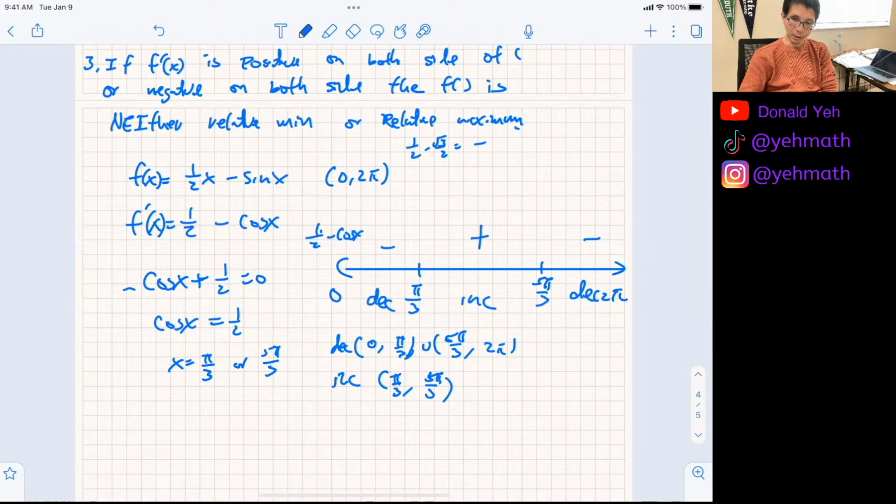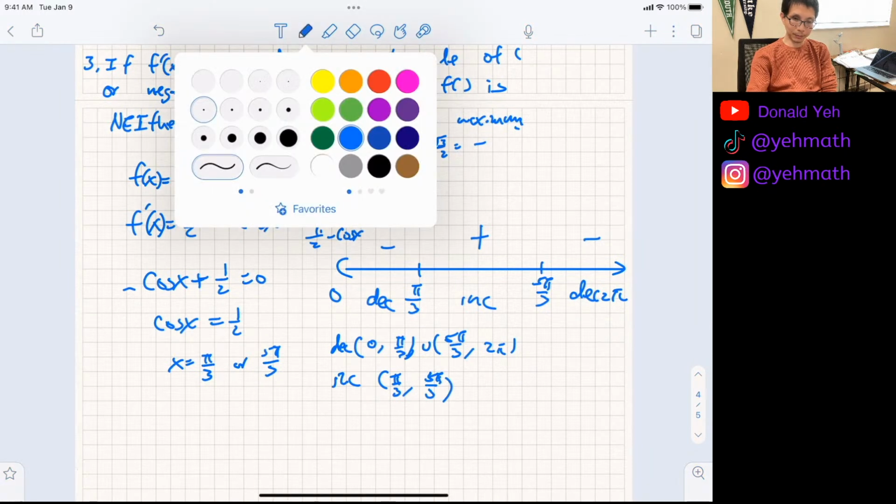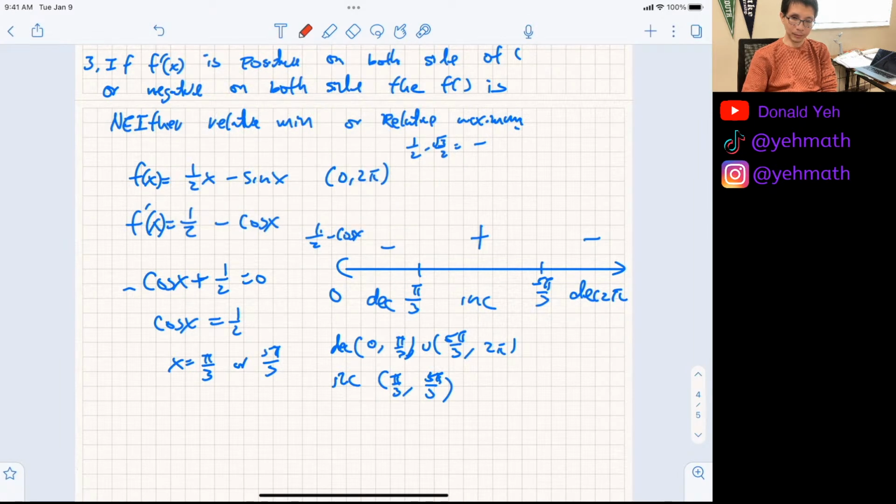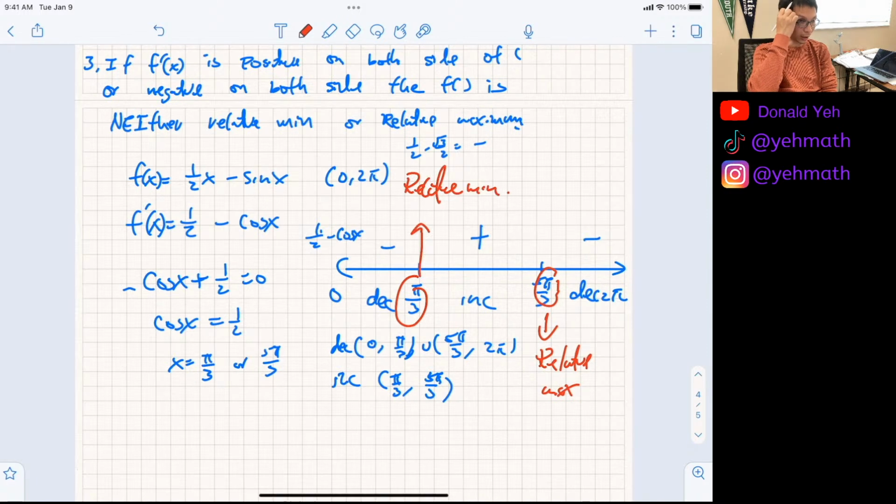Where's the relative max and min? Relative max is where? 5 pi over 3. Good, this is the relative max. And this is what? Min. There you go. You just find all the things.